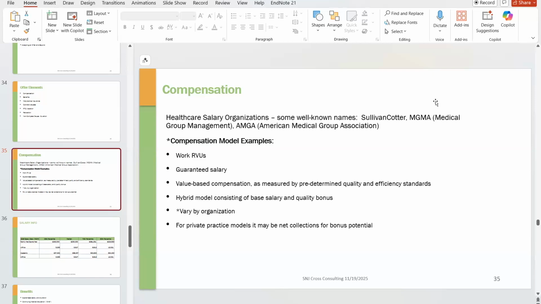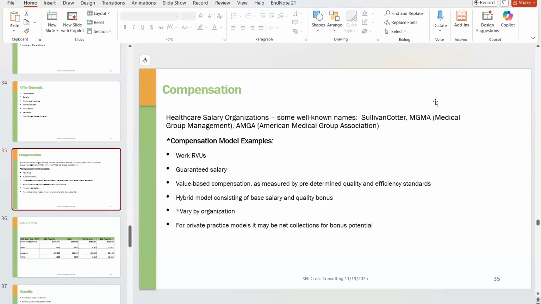Then I just spoke about the guaranteed salary. That means that you're guaranteed to receive X amount of money for X amount of time. There's the value-based compensation, and that's measured by some predetermined quality and efficiency standards.